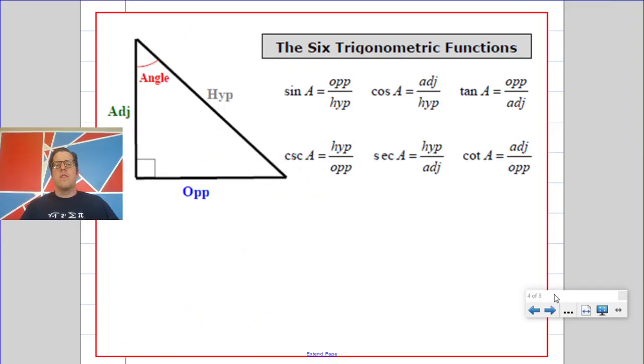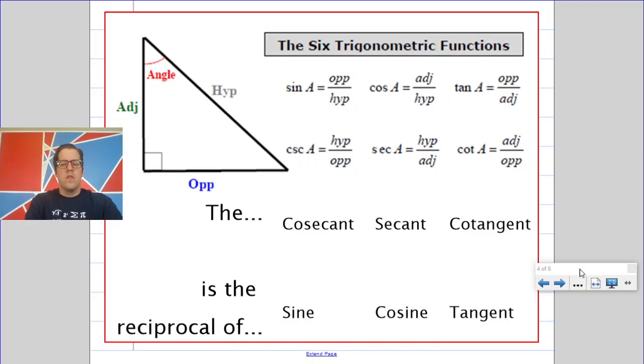Hopefully whatever trigonometry class you took most recently, whether that was a geometry or a math 2, you talked about at least SOHCAHTOA, the 3 main trigonometric functions, and hopefully you were introduced to the cosecant, the secant, and the cotangent. So the 3 possibly new ratios are the cosecant, which is the reciprocal of the sine, the secant, which is the reciprocal of the cosine, and the cotangent, which is the reciprocal of the tangent.